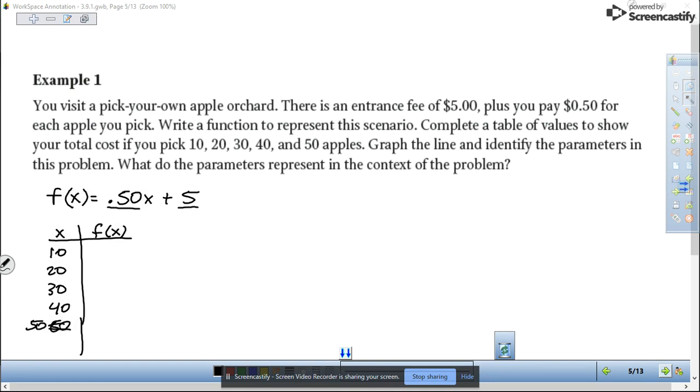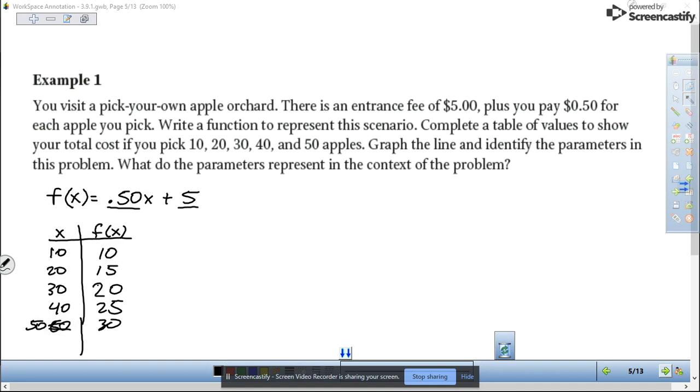All right, and if we plug those in, we can see what we get. If we plug in 10, we get 10. If we plug in 20, we should get 15. Okay, if we plug in 30, we should get 20, and so on and so forth.